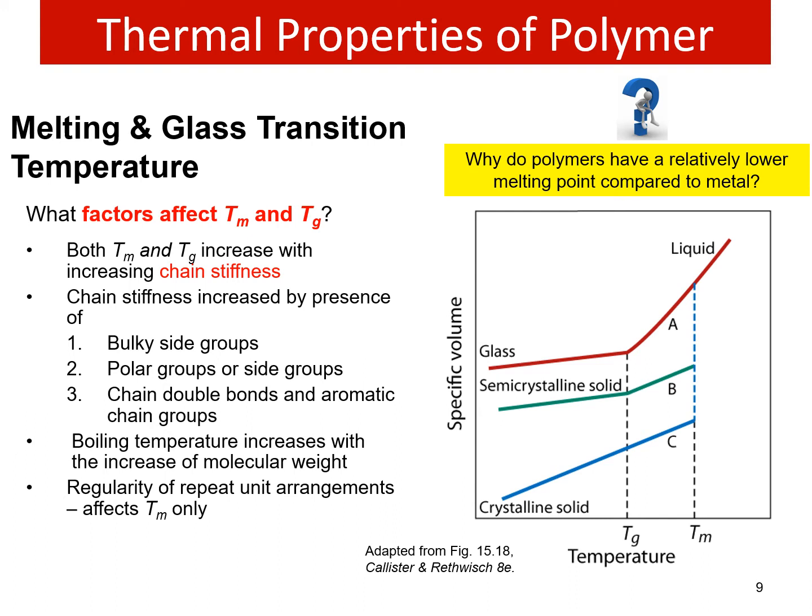And the melting temperature, or the Tm, increases with the increase of molecular weight. And the regularity of repeat units affects only the melting temperature. So clearly we can see that the properties of these polymer materials are greatly affected by the structure of the polymer molecules as well as the bonding between them.